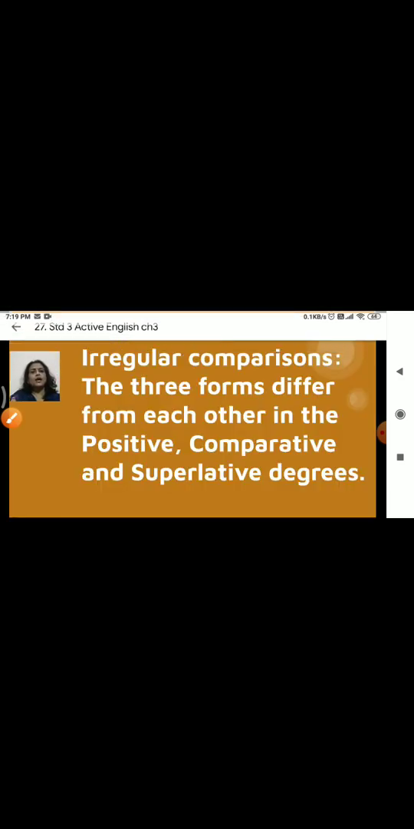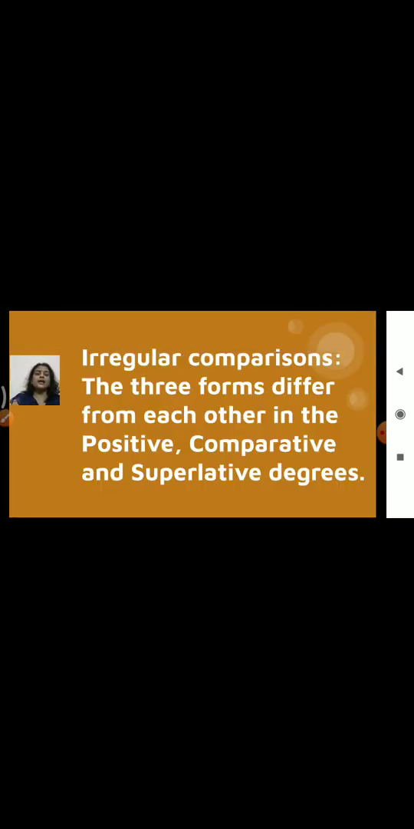Now again there are a few words, they are called irregular comparison. A few adjectives are there. The three forms, that is the positive, comparative and the superlative. These three forms differ from each other. They are not the same when we form the positive, comparative and superlative degree. Some other words will be there.